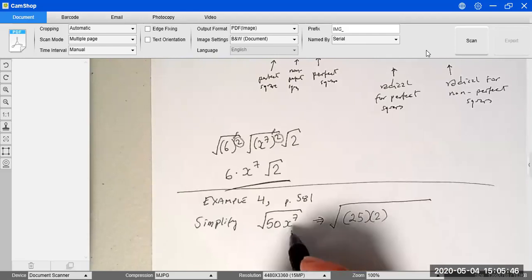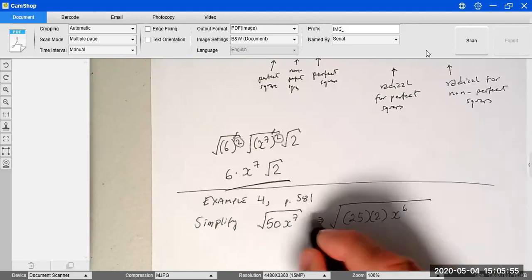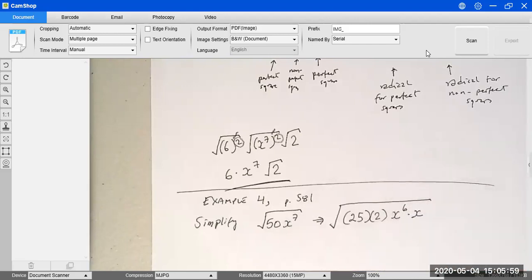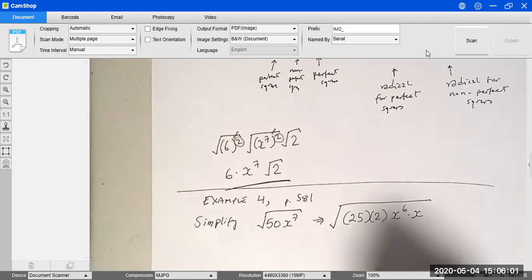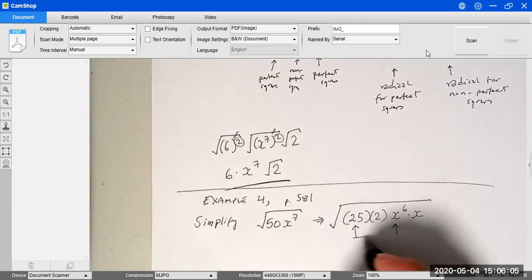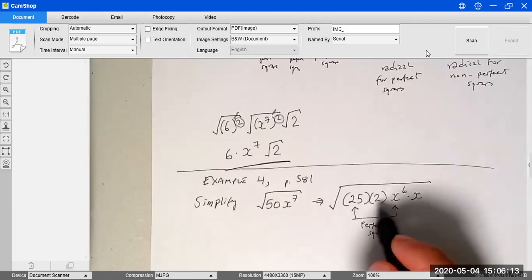Now, is x to the 7 a perfect square? No. Now I have an odd exponent, so I'm going to write this as x to the 6, decreasing the exponent by 1, times x. So now I have what I need, because this is a perfect square and this is another perfect square. These are the perfect squares. The rest are non-perfect squares.